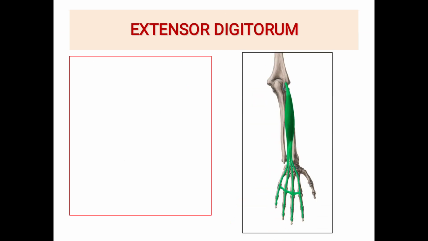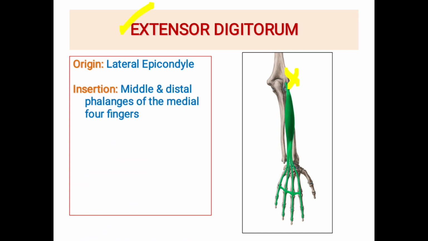Okay, extensor digitorum. I think this is the longest muscle of the forearm. Okay, so origin, right here, lateral epicondyle. Then now observe, you have the middle and the distal.